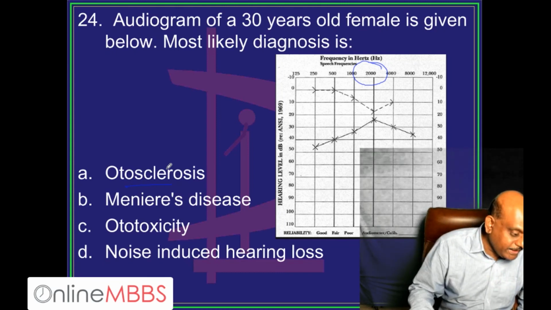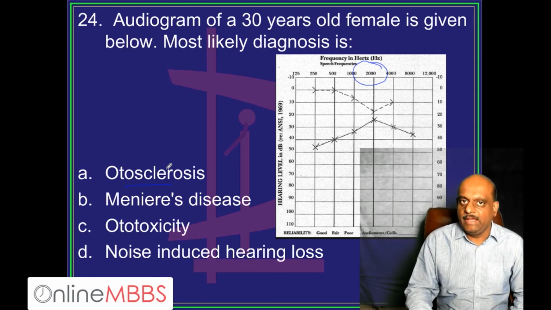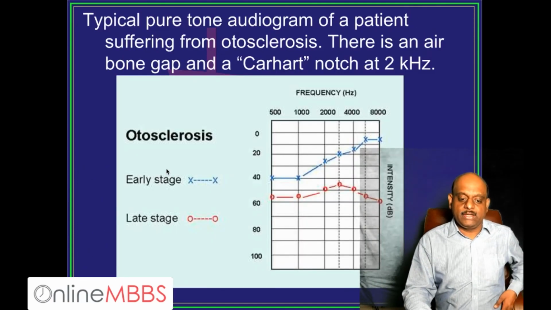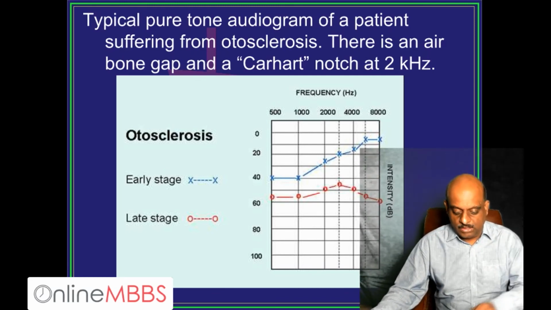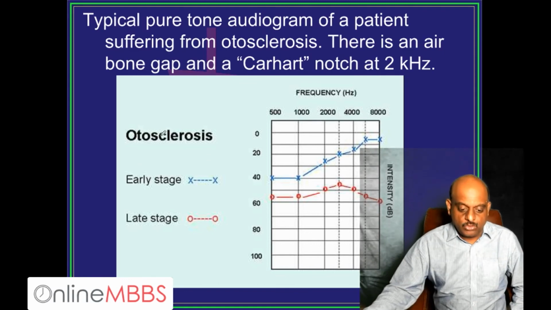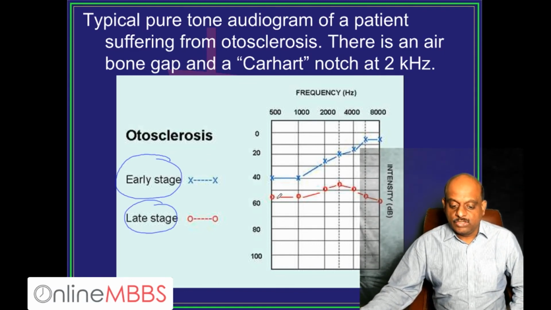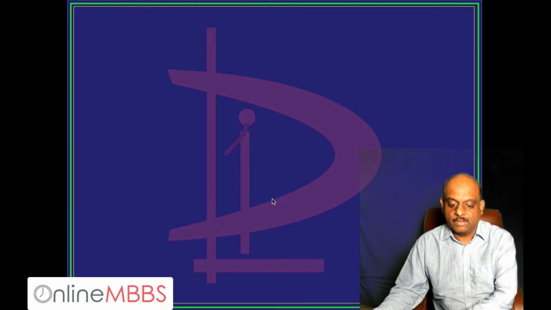Very good. Chandrakant rightly says, noise-induced hearing loss occurs above 4000 hertz. That is very important. So this is how a typical pure tone audiogram looks, early stage and late stage. In the late stage, this is how it looks. In the early stage, this is how it looks. So that brings us to the end of the quiz today, doctor.